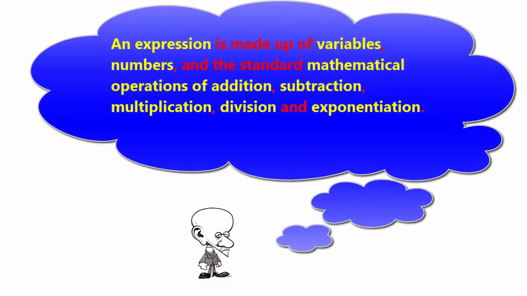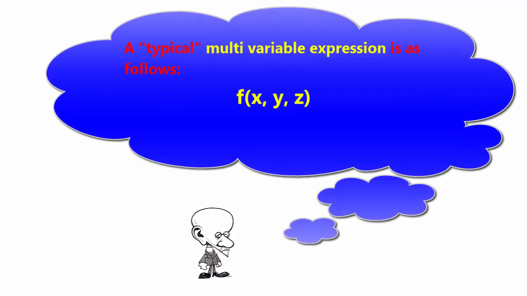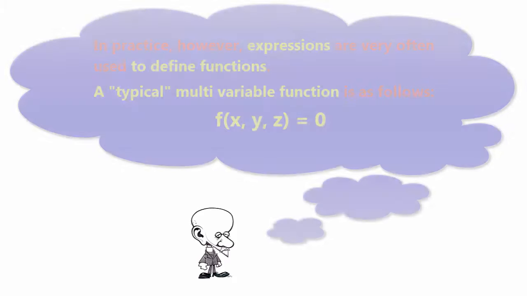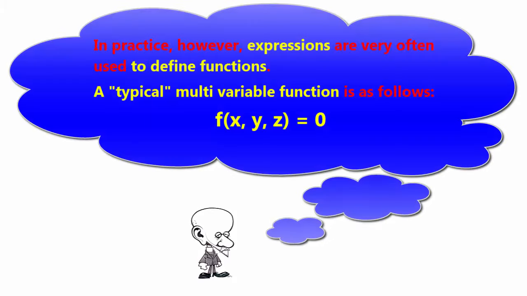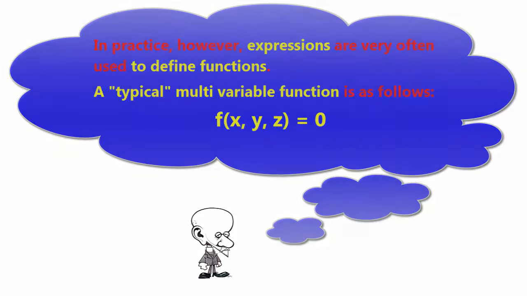An expression is made up of variables, numbers, and the standard mathematical operations of addition, subtraction, multiplication, division, and exponentiation. A typical multivariable expression is as follows: f(x, y, z). In practice, however, expressions are very often used to define functions. A typical multivariable function is as follows: f(x, y, z) equals 0.